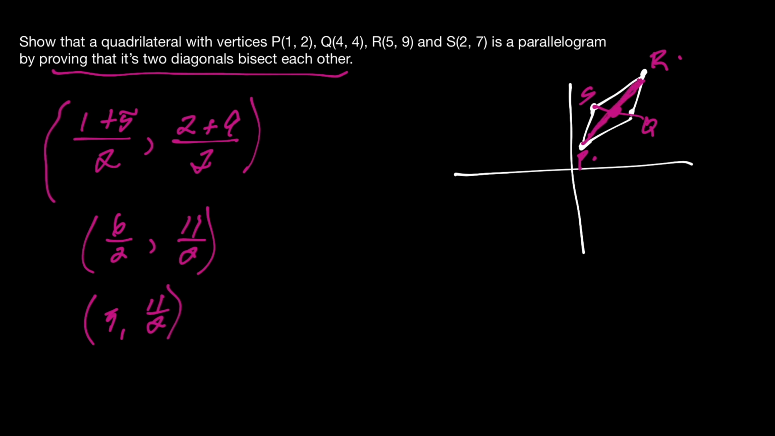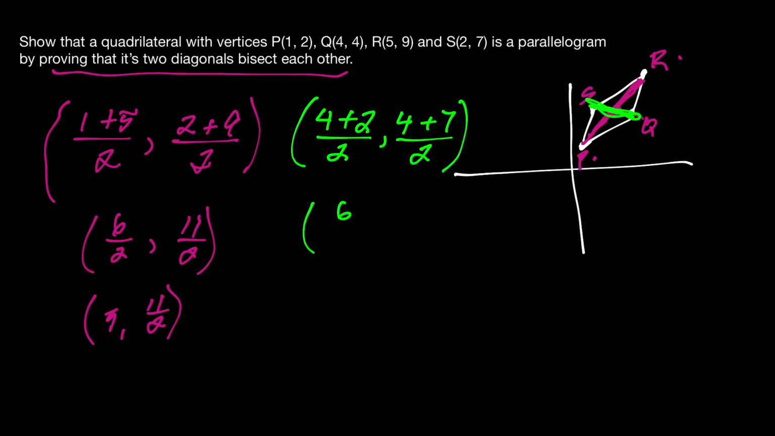Now I'll do this midpoint second. That midpoint is going to use Q and S. Q has an x coordinate of 4, and S has an x coordinate of 2. And 4 is the y coordinate of Q, and 7 is the y coordinate of S. So we end up with 6 over 2 again, and 11 over 2, and when I simplify everything, I get 3, comma, 11 halves, or 5 1/2 if you prefer.